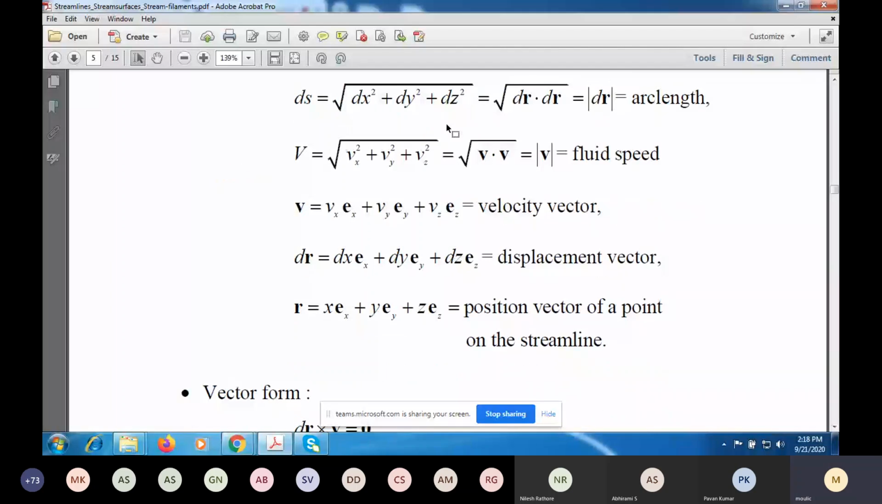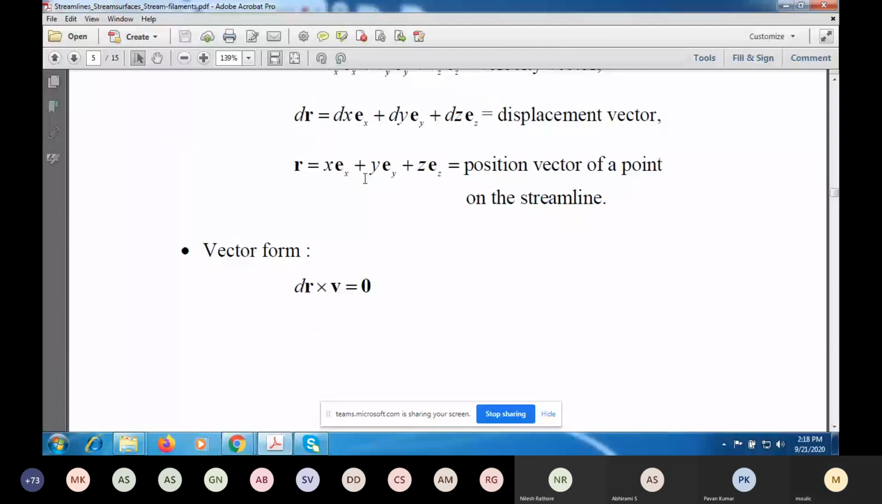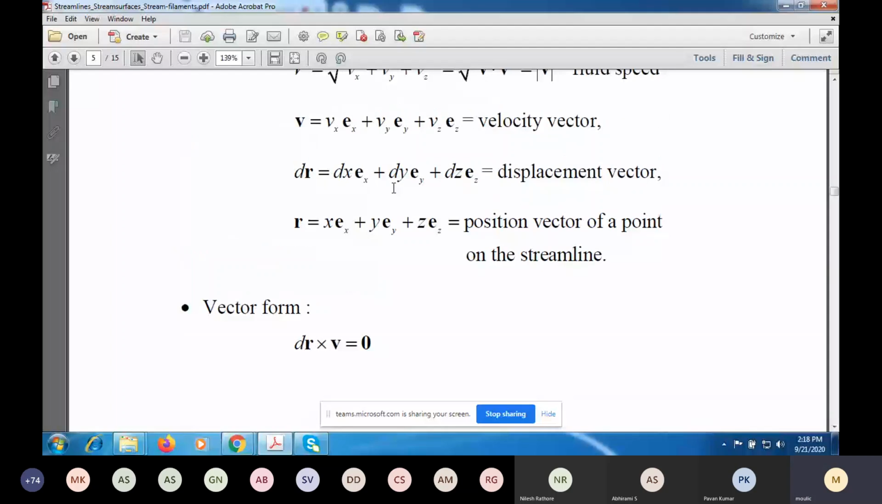Now the vector form, of course, you can write as dr cross v equal to 0. Why? Because the displacement vector dr is tangent to a curve, and if that curve is a streamline, then the tangent to the curve is parallel to the velocity vector. So the dr vector and the velocity vector v are parallel vectors, so the cross product is 0. If you simply look at this, you may see it in some books.